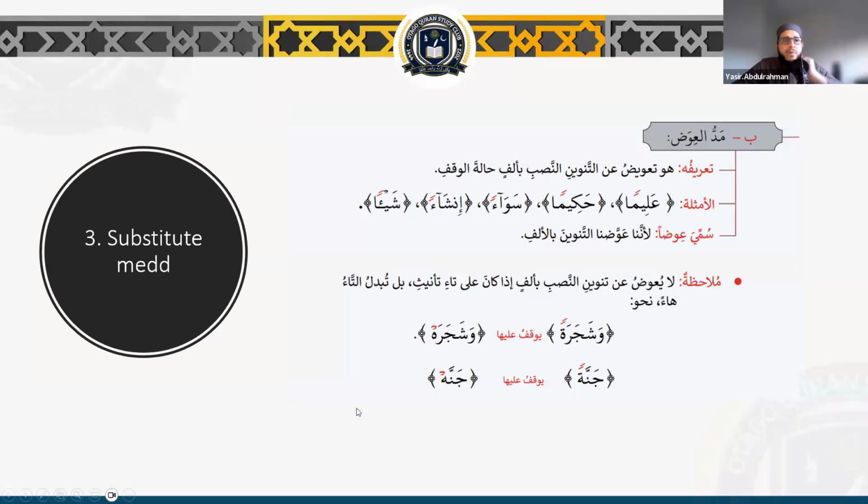So these are the examples from page number 160 in the book, of everything that we discussed, right? The first one is the ha'ut ta'nith, right? Shajaratan, same thing. The second one is the ma'an, ma'a, insha'an, insha'a, right? That's what we discussed as well.